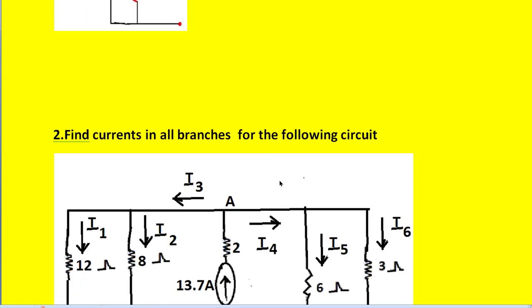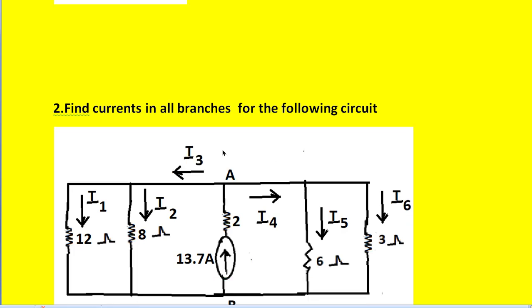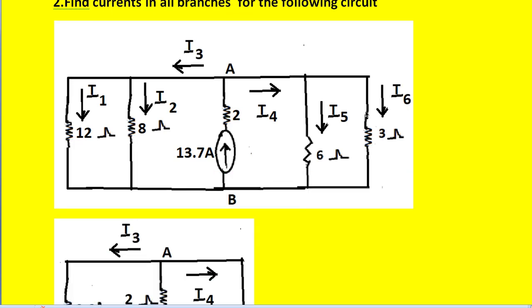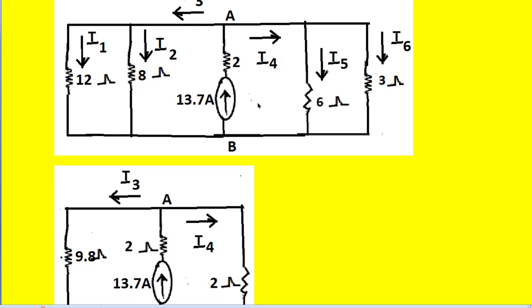So next, second problem. Find the currents in all branches for the following circuit. So here we have the current source of 13.7 amperes, and it has a series resistance of 2 ohms here, and here we have 6 ohms, here 3 ohms, and here 8 ohms, here 12 ohms, and the current directions are given. So we want to know all these currents.